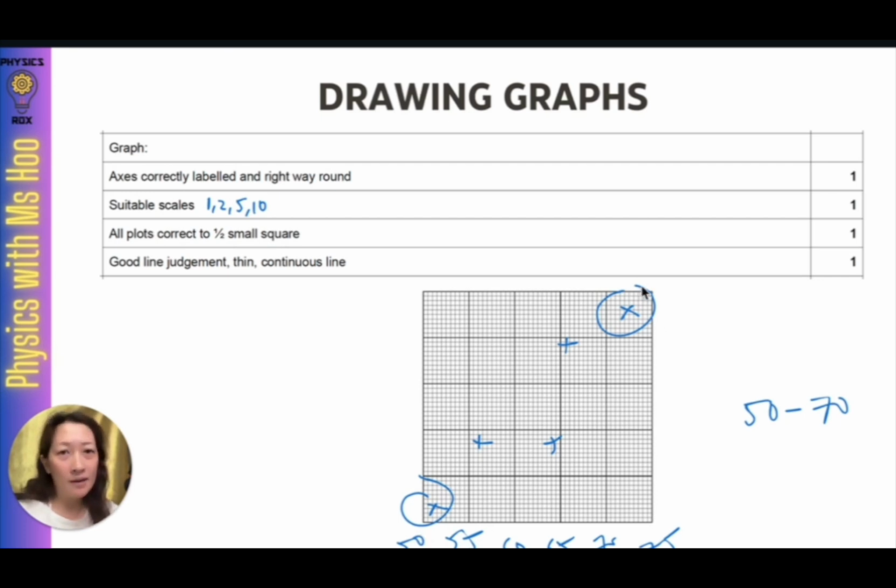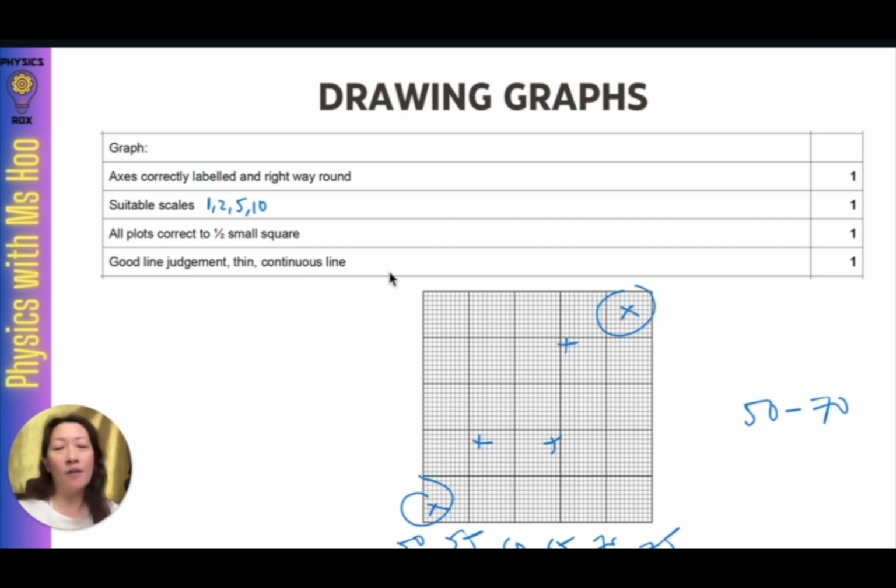Because the bigger the graph, the more accurate it will be, and there's a higher chance of you making sure you are able to fulfill the scale requirement. Other marks are given for correct plots. That means you've plotted the points correctly based on your data collected. And the last point is given for the best fit line. That means you've made a good judgment in terms of drawing the best fit line.